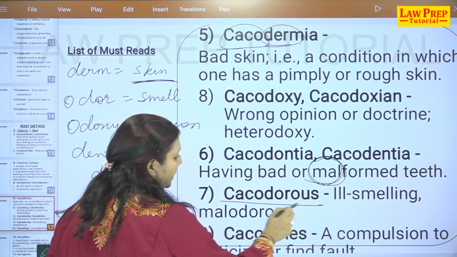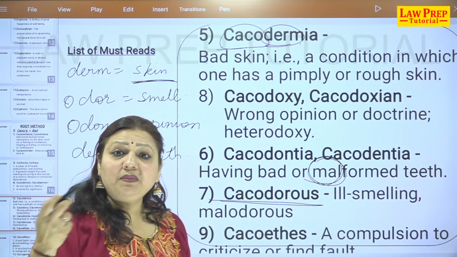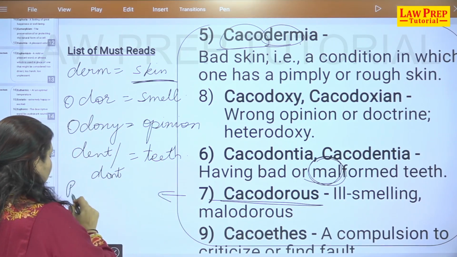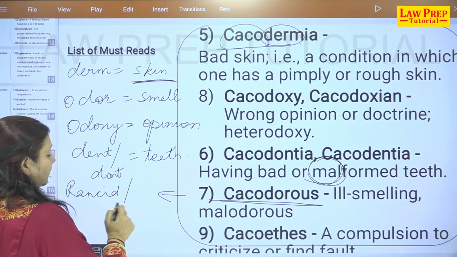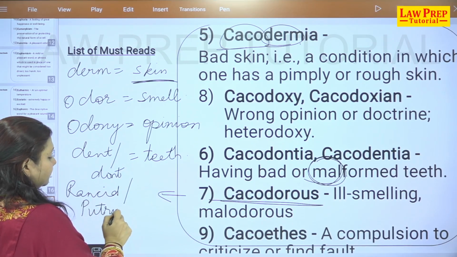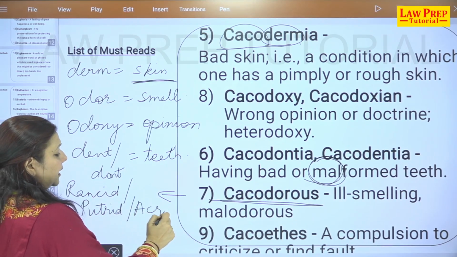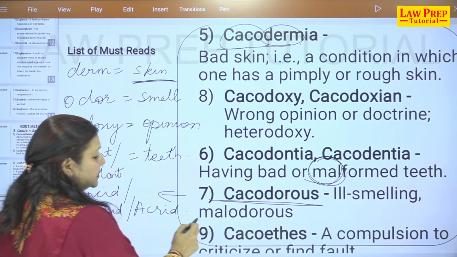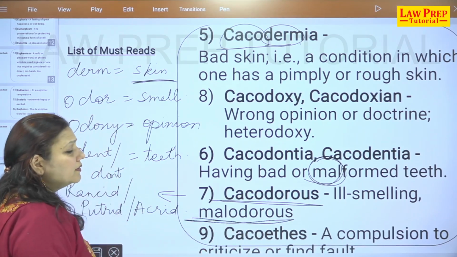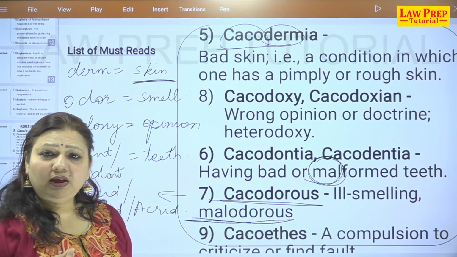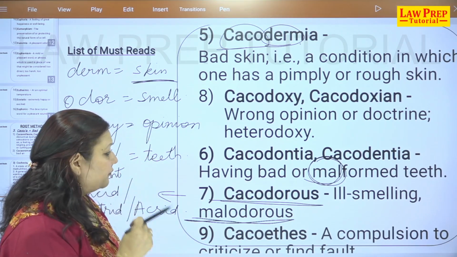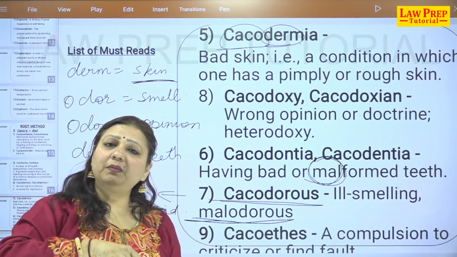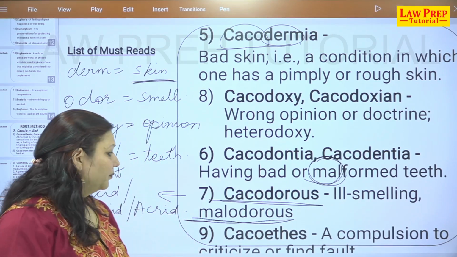Cacodus is bad smell, ill smell. Yes, give me those rhyming words, the 3 words I made you learn in the last series. Yes, very good. That is rancid. Synonyms of this: putrid and acrid. This is very bad smell, ill smell, or malodorous. This is very, very bad smell because there was something rotting in the kitchen, so everybody could feel the cacodorous. Cacodorous is a bad smell, so good smell would be eudor, right?